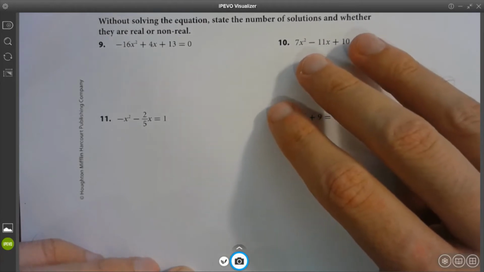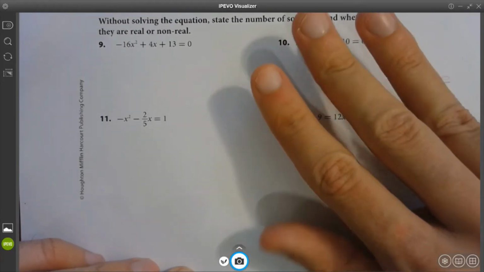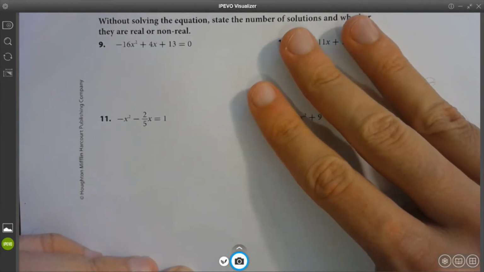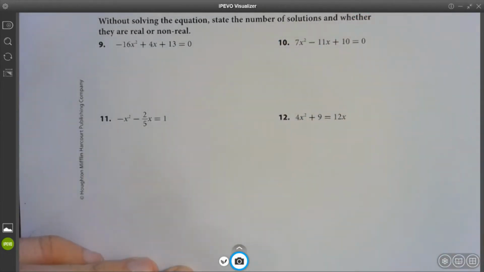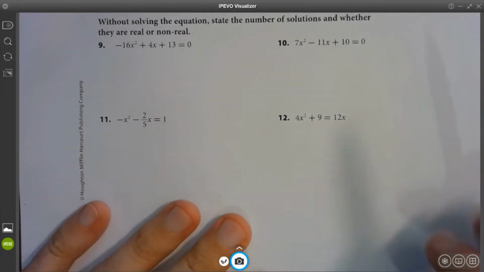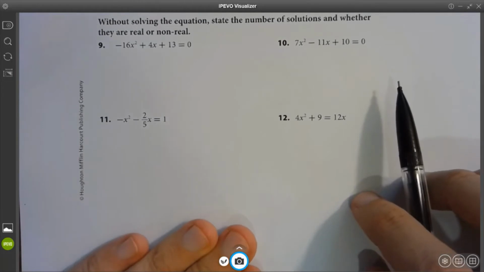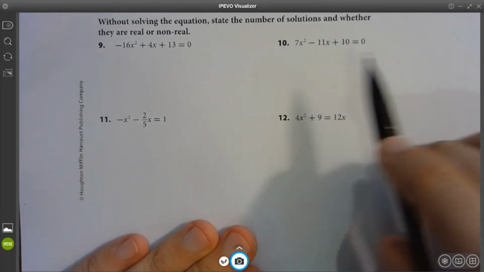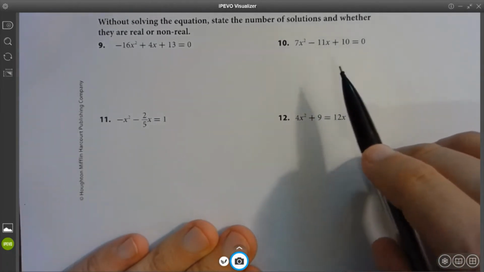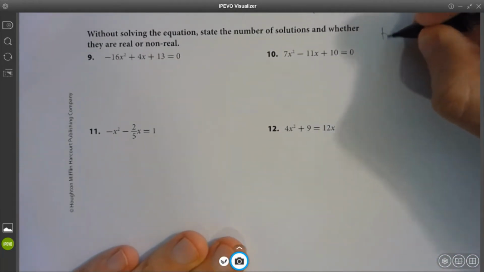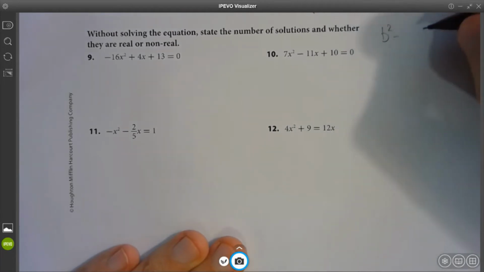Almost always those are going to end up being complex, but the book says non-real because it is possible for it to just be imaginary, not necessarily complex. So for all of these, we're going to be using the discriminant, not the determinant, as I was saying in the notes. It is the discriminant, and the discriminant formula is just what's inside of the square root of the quadratic formula. So b squared minus 4ac.